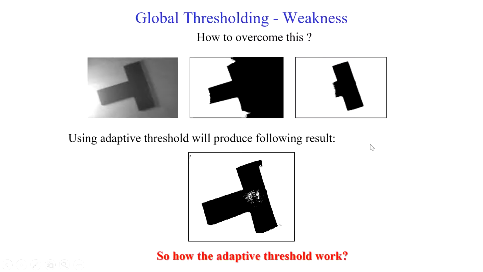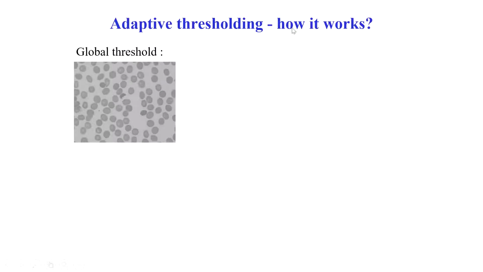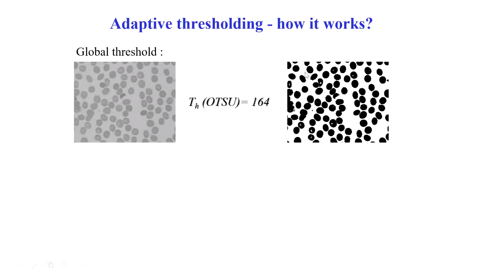So the question is how the adaptive threshold works from its theoretical perspective. In order to answer that, we need to recap the idea of the global threshold. For the global threshold, you are given some image and then you rely on a single threshold value. For this case, it's 164. So you will use 164 to threshold throughout the image. Basically this is the concept of the global threshold.